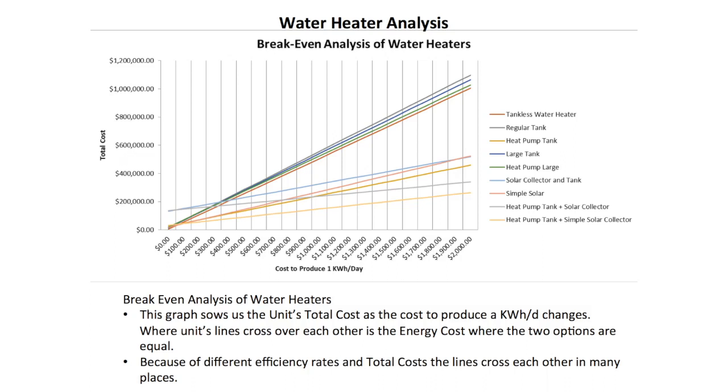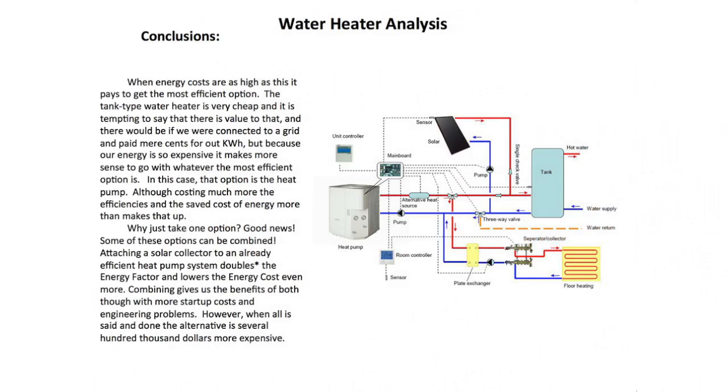On the flip side, there are some options that cost quite a bit initially, but the total costs don't change as much as we move to the right on the graph. Where two units' lines cross is the point where the two units are equal in cost. This is where the two units break even, and it is the threshold for determining which unit is truly more economical. So what were our conclusions?